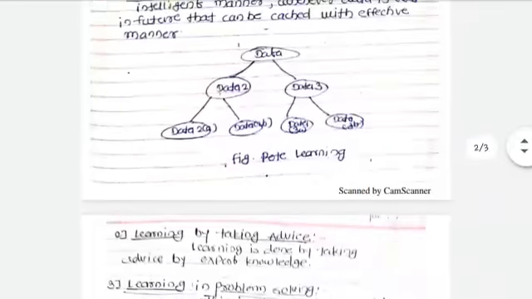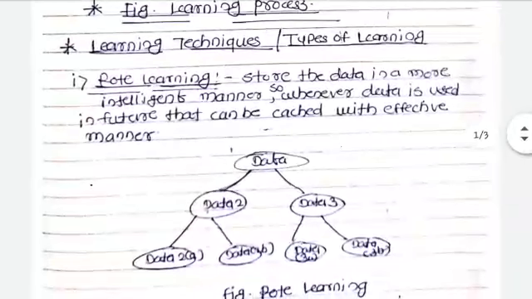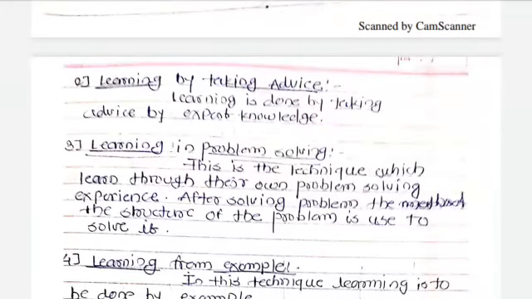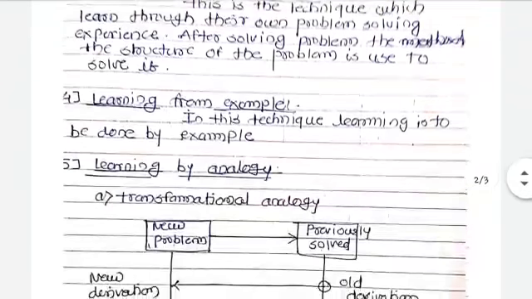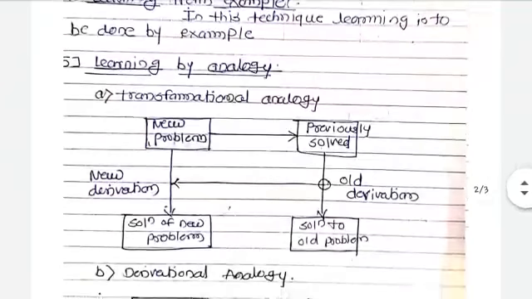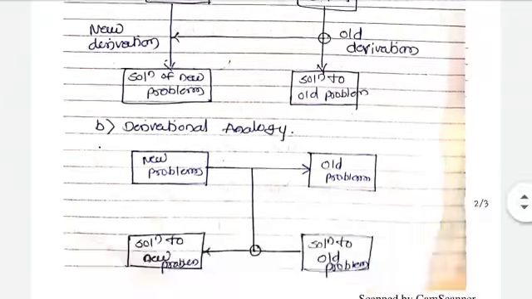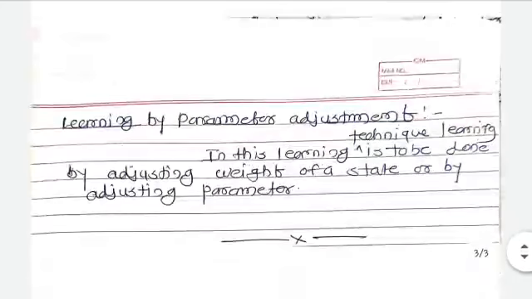There are different learning techniques available. First one is rote learning, second is learning by taking advice, third is learning in problem solving, fourth is learning from examples, fifth is learning by analogy. In that there are two types, transformational analogy and derivational analogy, and the last one is learning by parameter adjustment. So these are the things related to learning techniques.